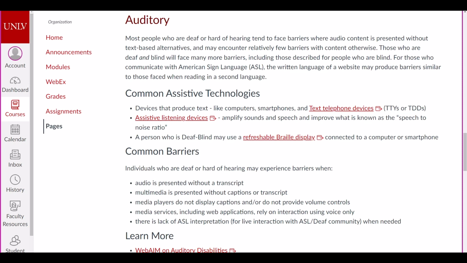Common assistive technologies. Devices that produce text, like computers, smartphones, and text telephone devices, TTYs or TDDs. Assistive listening devices, which amplify sounds in speech and improve what is known as a speech-to-noise ratio. A person who is deaf-blind may use a refreshable braille display connected to a computer or smartphone via Bluetooth.